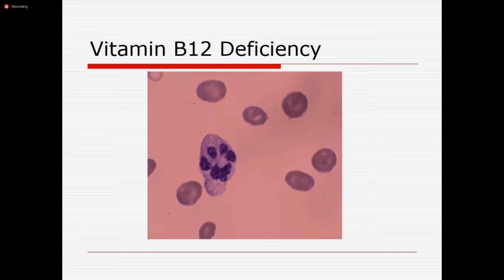This is vitamin B12 deficiency showing macrocytes and hypersegmented neutrophils. Many segments of the neutrophil are shown in the central part of the cell. Next, please.